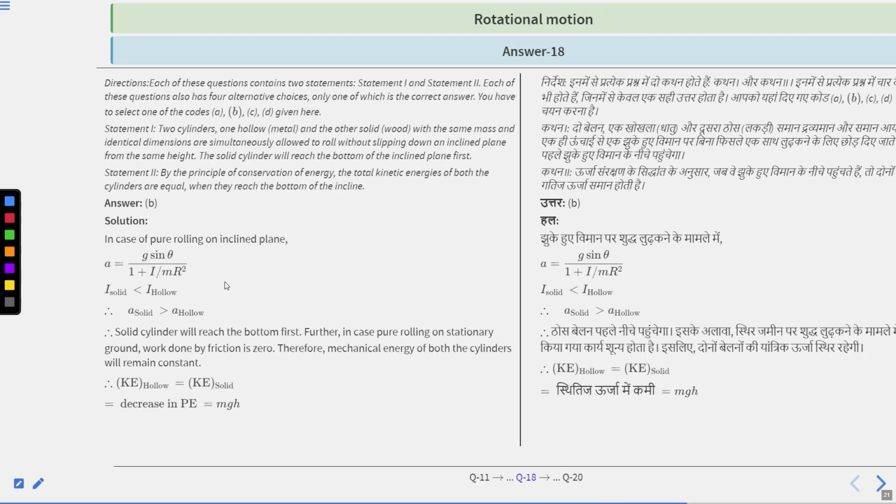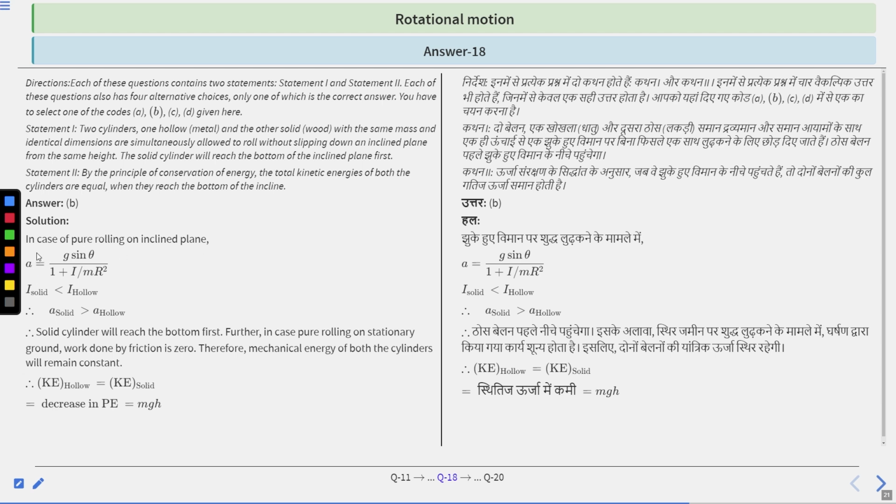Let's find a solution. We know the concept in case of pure rolling on inclined plane, a equals g sin theta divided by 1 plus I divided by mr squared. Clear? This is the formula for pure rolling on an inclined plane. So the moment of inertia of solid is less than the moment of inertia of hollow. That's why a of solid is greater than a of hollow. Acceleration of solid is greater than acceleration of hollow. So this is solid cylinder and this is hollow cylinder. So the solid cylinder will reach the bottom first.